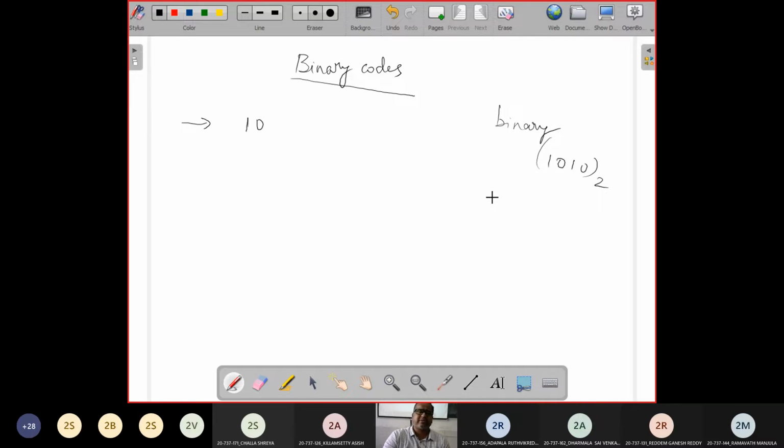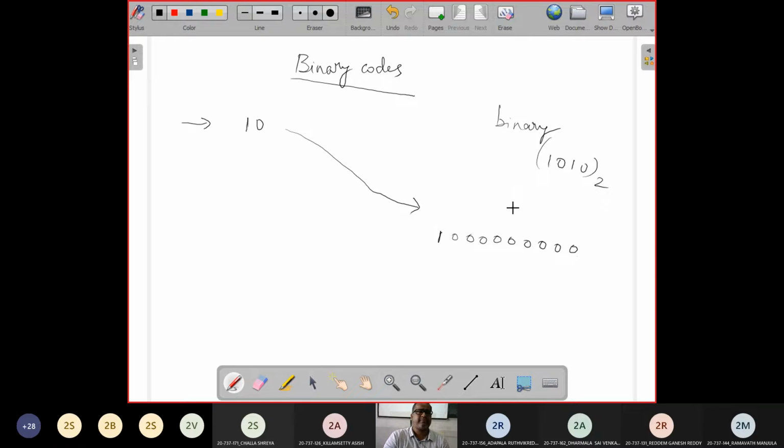You can also use one more binary representation. I have a quantity called 10. So I count from the zeroth place, first, second, third, fourth, fifth, sixth, seventh, eighth, ninth. This is my 10th place. I put a 1 here, indicating that the value which is given is 10.